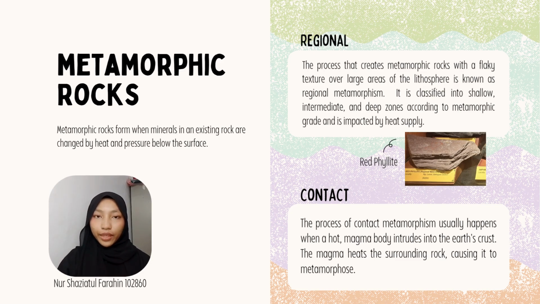Now we will talk about metamorphic rock. Metamorphic rock is produced when sedimentary or igneous rock is transformed by heat and pressure. These extreme conditions are only present deep inside the earth. So, metamorphic rocks are classified into two main types based on how they form: regional and contact metamorphism.